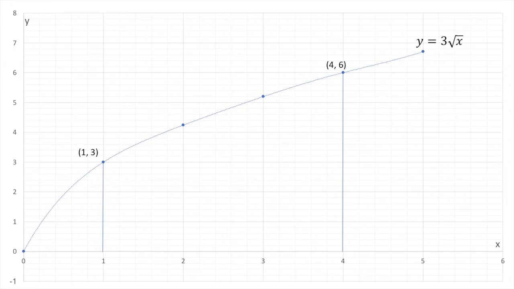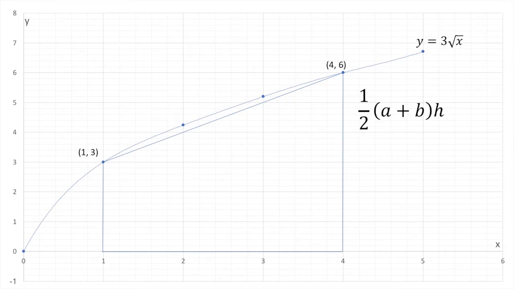So you can see the 2 points of intersection there, (1, 3) and (4, 6), found by substituting the values of 1 and 4 into 3 root x. Now, to approximate this area, I'm going to connect those 2 points with a straight line, thus creating a trapezium. To find the area of the trapezium, we use the formula half (a plus b) h, where a and b are the 2 parallel sides, which are vertical in this case, and h is the distance between the 2 parallel sides.